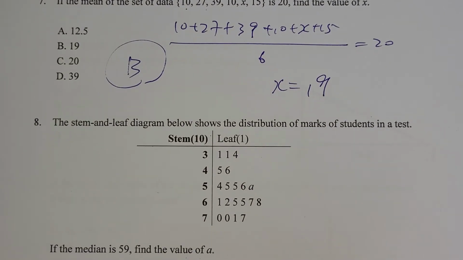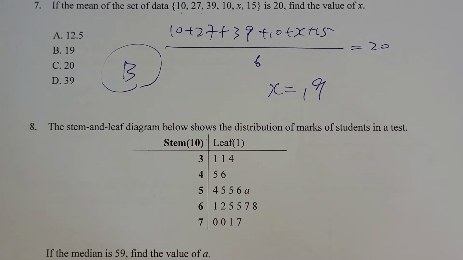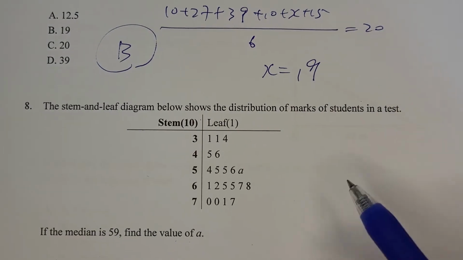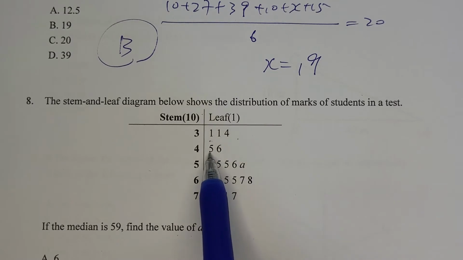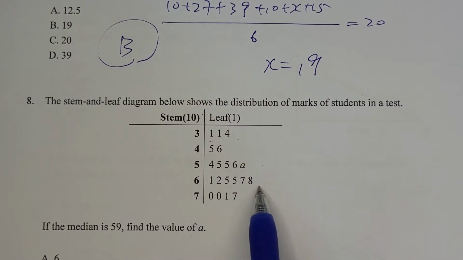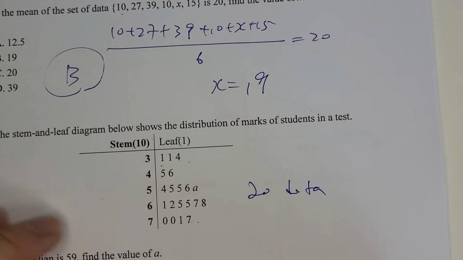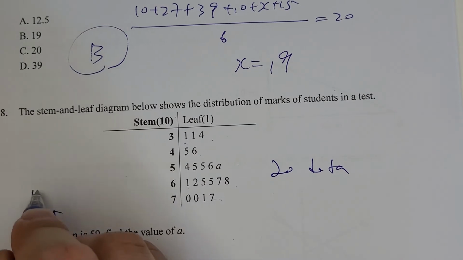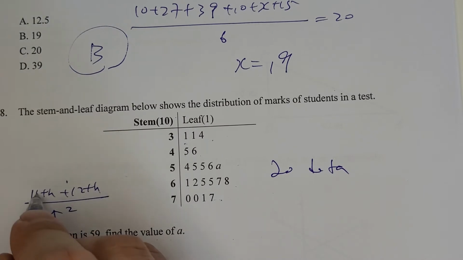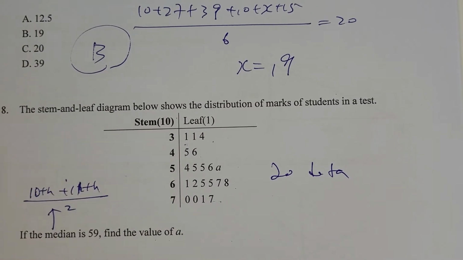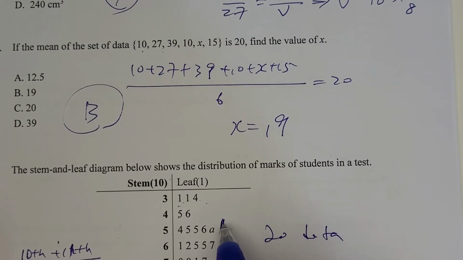For question number 8, that is a stem and leaf diagram. The median is 59, and you need to find the value of A. So let's look at here. You need to count how many data there are: 3, 5, 10, 16, 20. There are 20 data. And the position of the median is lying on the 10th and 11th, 10 and 11 over 2. So you just count 1, 2, 3, 4, 5, 6, 7, 8, 9, 10. That is the cutting point.